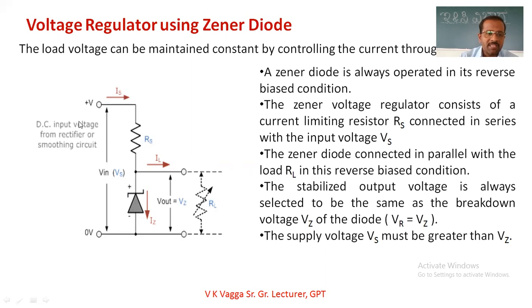So if you apply the unregulated input, the output of the rectifier or the output of the smoothing filter circuit, it is applied as input for this voltage regulator. In this case, the current Is flows, and after that it is divided into IL and Iz. Iz is the flow of current across the zener diode, and IL is the flow of current across the load.